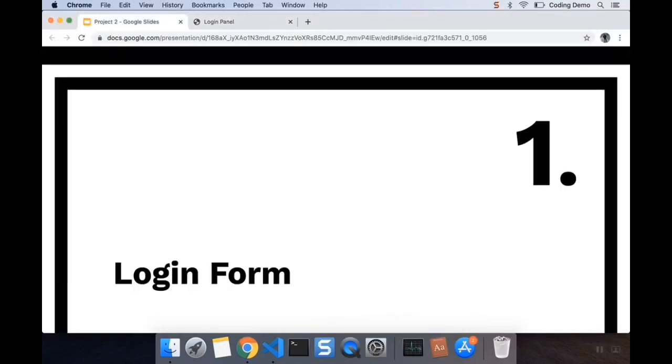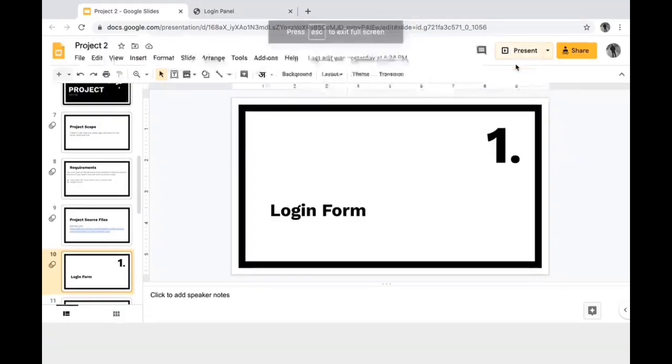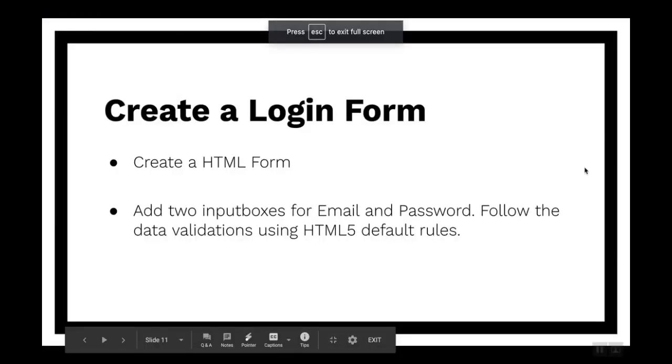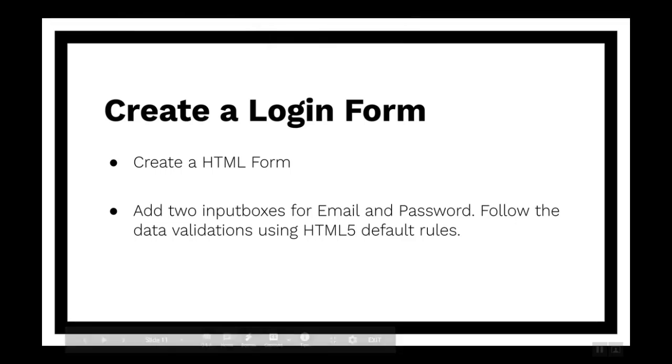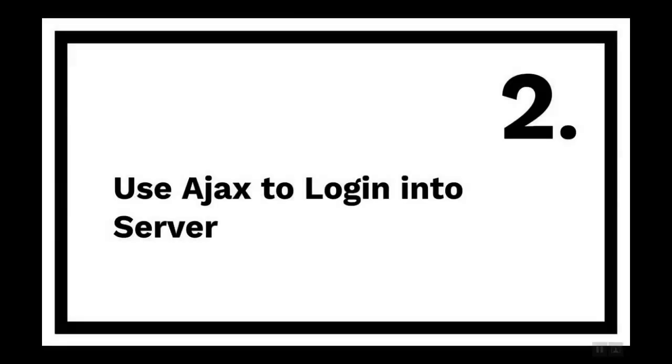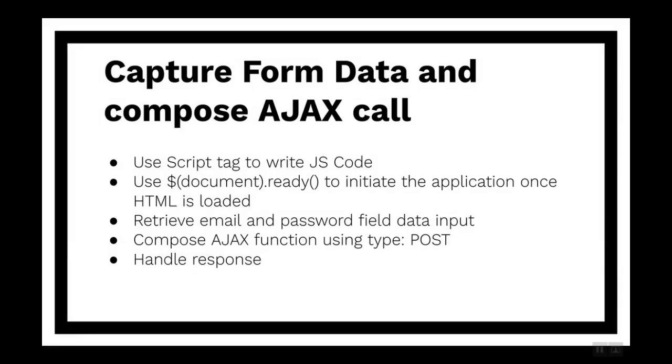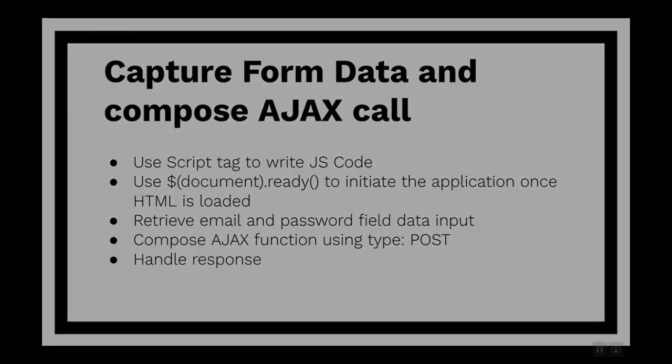Now that we are done with the login form, we are done with the project too. So we actually created an HTML form by using a simple form element and a bit of Bootstrap. We used the Ajax call to log into the server. We made sure that we used document.ready to make sure that jQuery is actually checking if the HTML has been loaded, and we used the Ajax function with the request type of POST, and we handled the response. So that is it. That's the end of project 2.